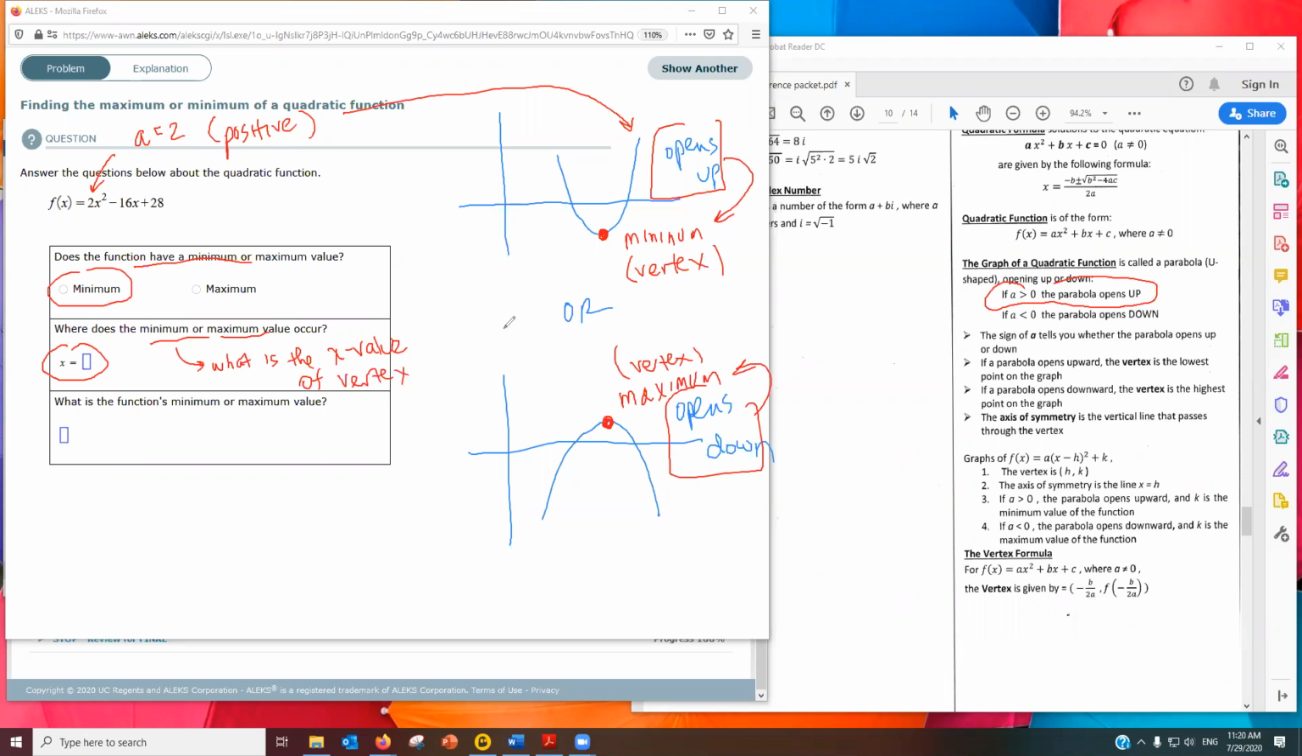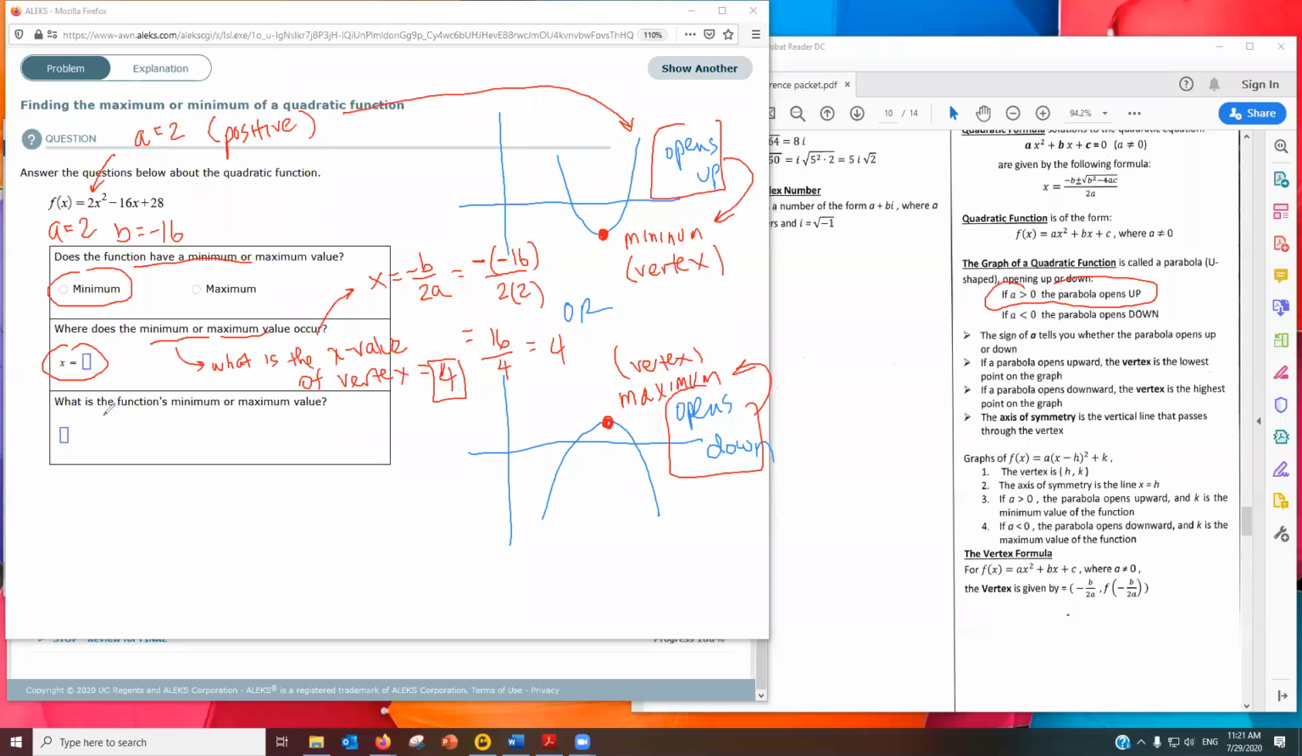Well, we've done some examples of this already. To find the x value of the vertex, we work out negative b over 2a. All right, in our example, it looks like b is negative 16, and our a number is 2. So let's plug in. This is going to be the negative of negative 16 all over 2 times 2. So that's going to be 16 over 4, which is 4. So the x value of the vertex is equal to 4.